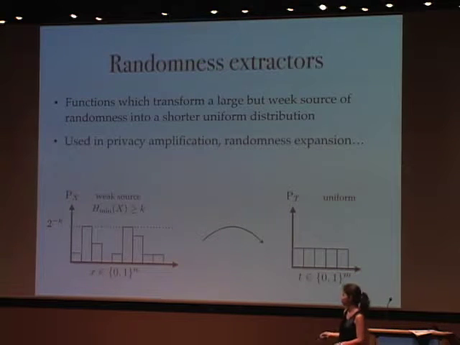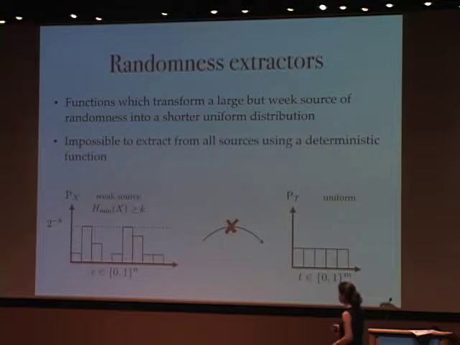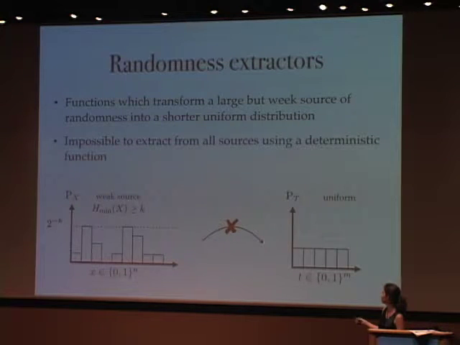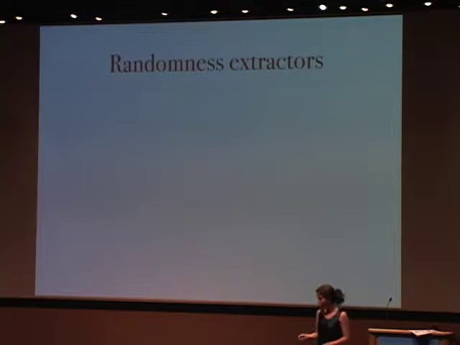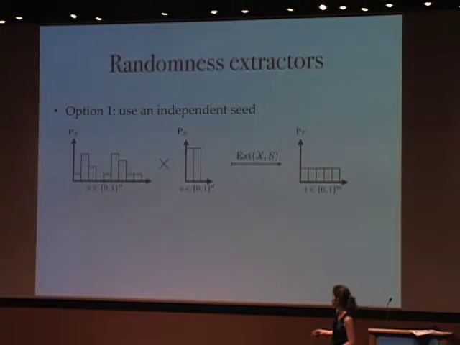Okay, and this is very relevant for many cryptographic tasks. So for example, privacy amplification is done using randomness extractors. Randomness expansion uses randomness extractors, and so on. Unfortunately, it is already quite known for a long time now that this task is impossible to achieve with just a deterministic function. Okay? For this, we can consider different solutions, and the two main solutions are the following.